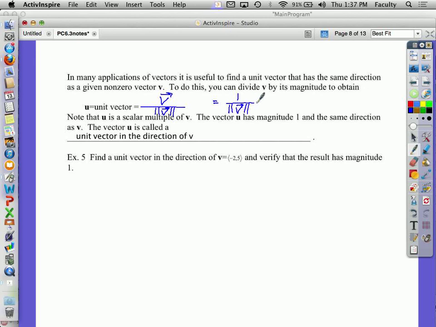Magnitude is a number, right? Magnitude is some distance. It's a scalar. It's not a vector anymore. So watch what I can do. I can factor and put 1 over the magnitude times vector v. So do you see vector u is a scalar multiple of vector v? That's what that means. The vector u has a magnitude of 1 in the same direction as vector v. So the vector u is called a unit vector in the direction of v. And we'll see why we want to do this in the next section.